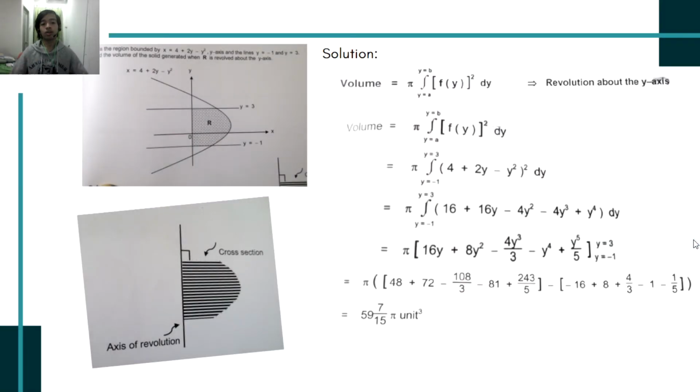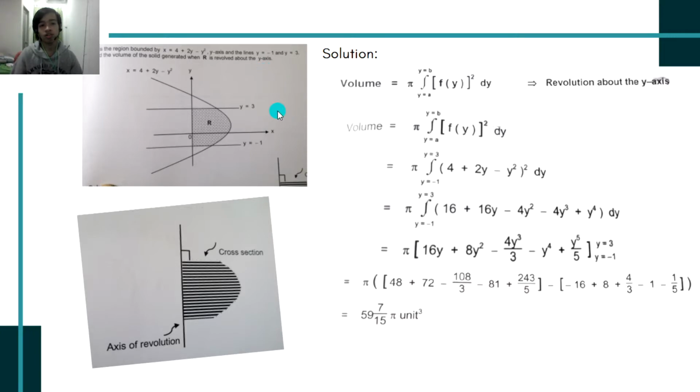So here is our next main topic, which is finding volume using the disk method. So for this question, we must get a lot of information from the question. So we can read here, R is the region bounded by x equals 4 plus 2y minus y squared, the y-axis and the lines y equals negative 1 and y equals 3 as our shaded area. So we must find the volume of the solid generated when R is revolved about the y-axis.